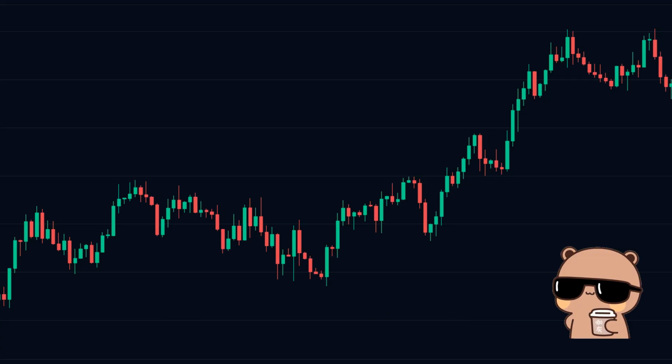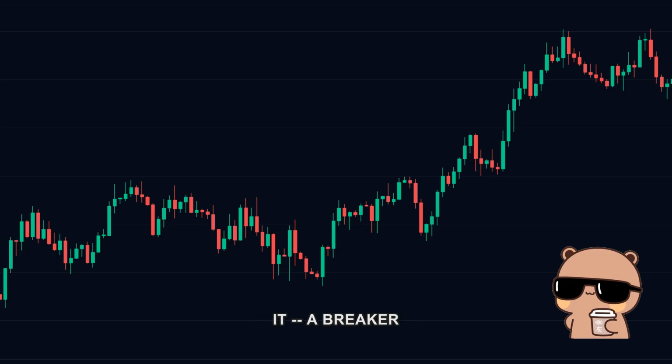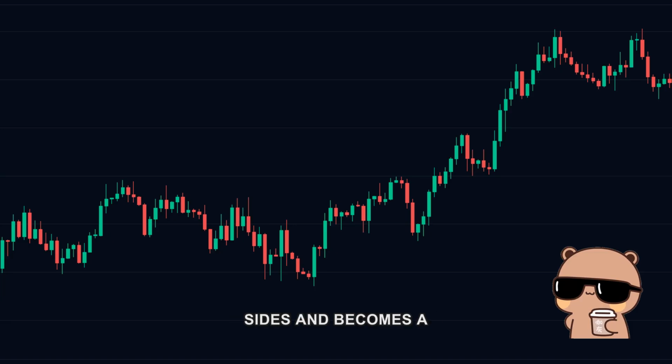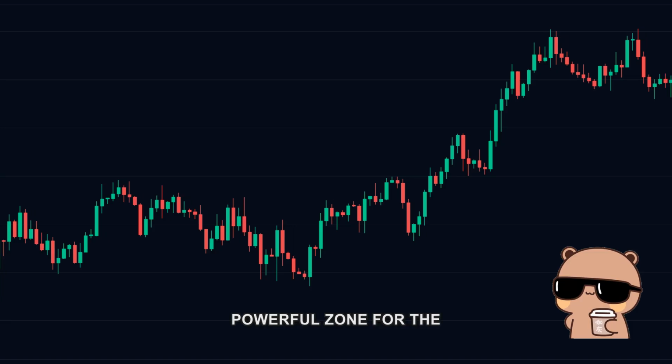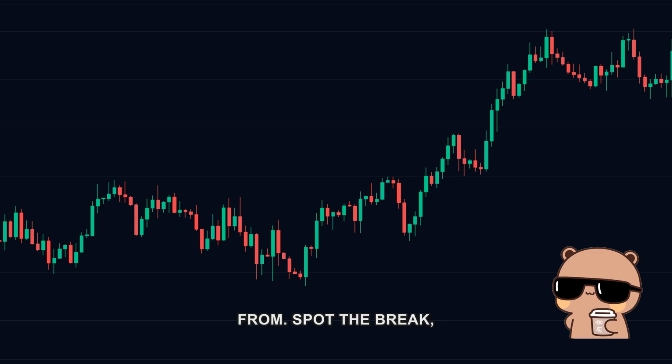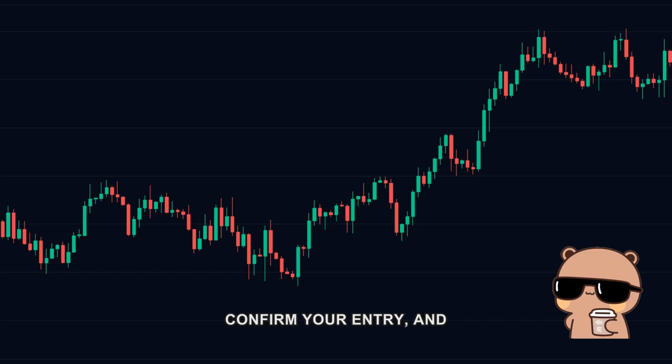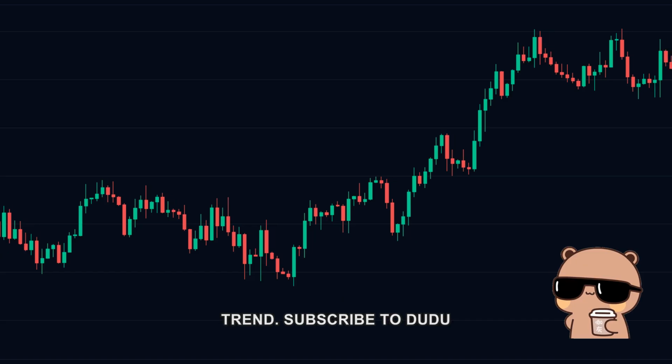Let's go. So there you have it. A breaker block is a failed order block that flips sides and becomes a powerful zone for the opposing team to trade from. Spot the break, wait for the retest, confirm your entry, and trade with the bigger trend.